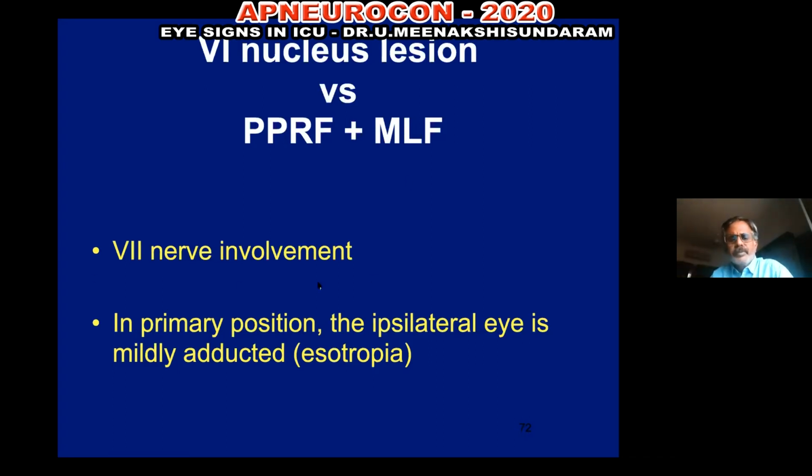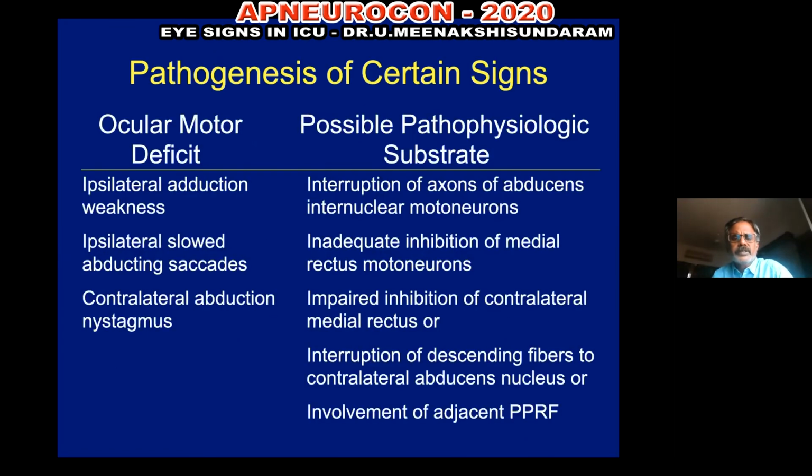One is the involvement of the seventh nerve, which is almost invariably involved because it loops around the sixth nucleus. If it is there, it helps you. And also in primary position, because the sixth nucleus is involved, the ipsilateral eye is mildly adducted. Well, it's not the case in a 1.5 syndrome due to PPRF and MLF. Esotropia and seventh nerve involvement will be the clinical clue to tell you exactly where the lesion is.